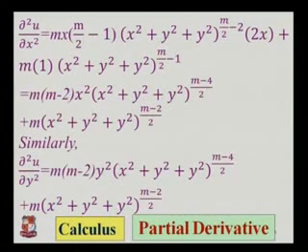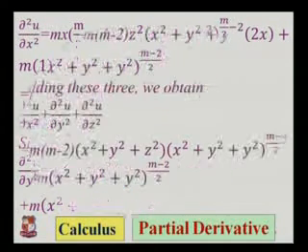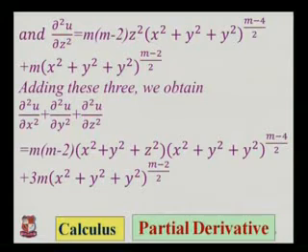Similarly, we can find del square u by del y square, the same pattern, but in place of x we will have y here. Similarly, we can find del square u by del z square. So here m minus 2, in place of x we have z square, x square plus y square plus z square raised to m minus 4 by 2, and the same thing we will have here.